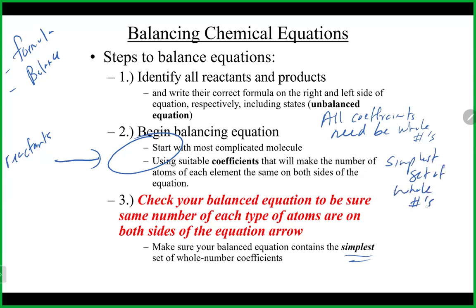So what do I mean by that? Let's just say, for example, you balance this equation, 2A plus 4B goes to 6C. Let's just say this equation is balanced. But what we could do with all these coefficients is reduce them all down by 2, and the properly balanced equation would look like this. And that is what you should do.